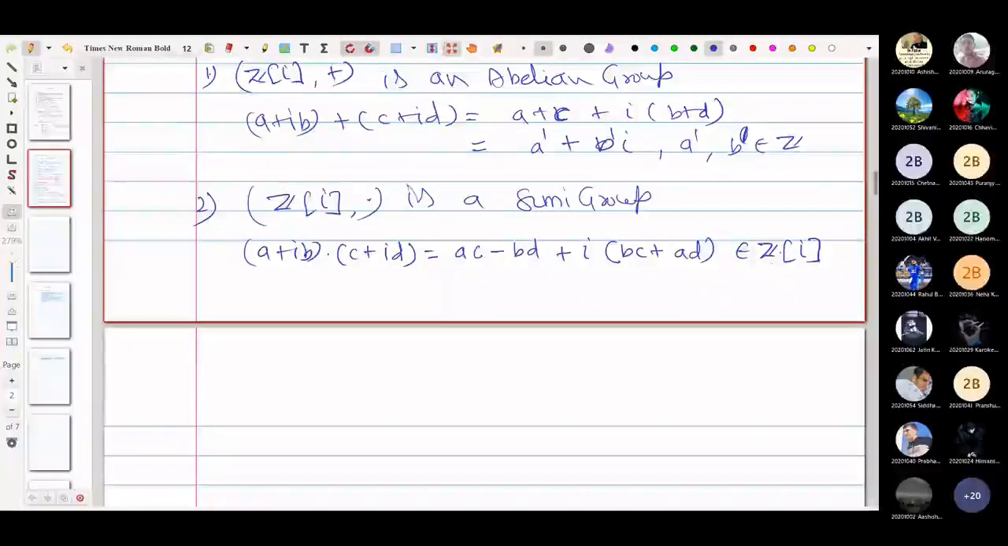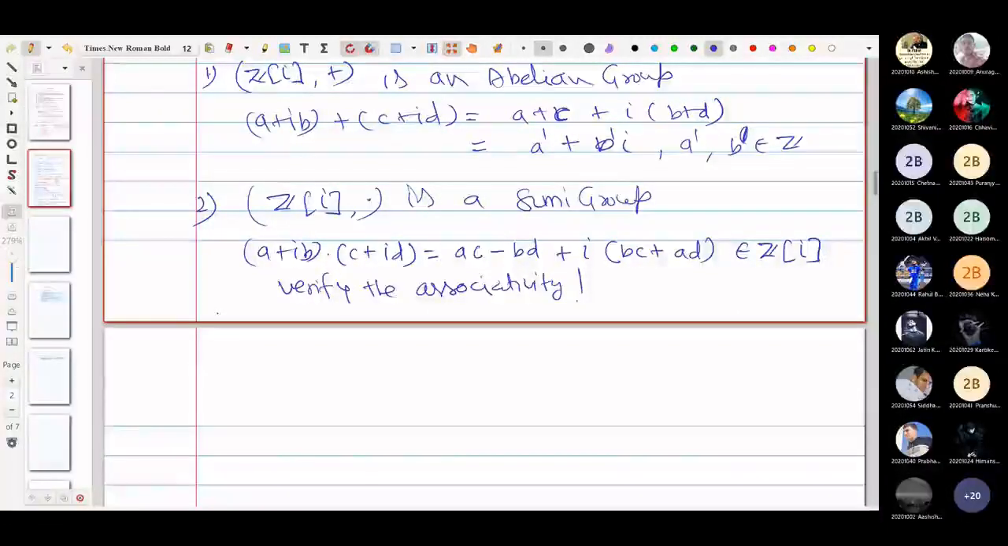And then you can also verify the associativity. You can verify the associativity. So this is how we can see that Z[i] is a ring.